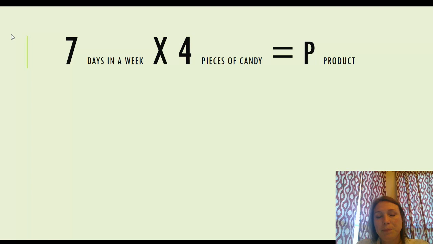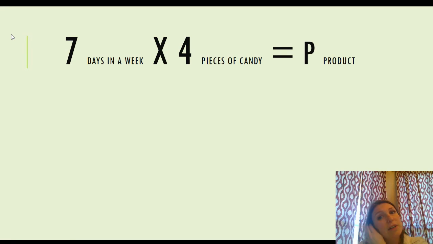So if we look at our problem, we know that we have 7 days in the week. We know that there are 4 pieces of candy that Mrs. Branch is going to hide each day. So that is going to equal P. And I put P to represent the product. Remember, when we're doing multiplication, our answer is called a product.